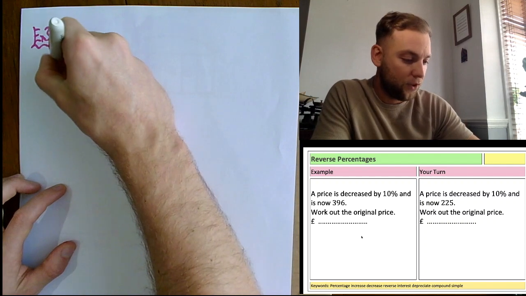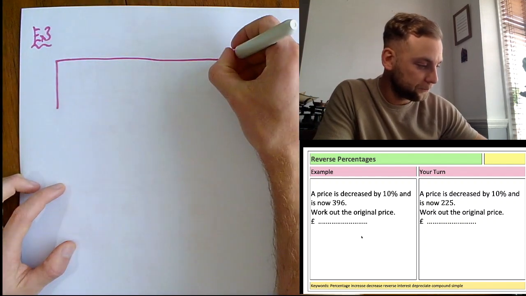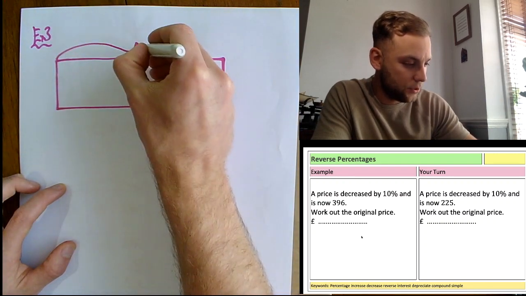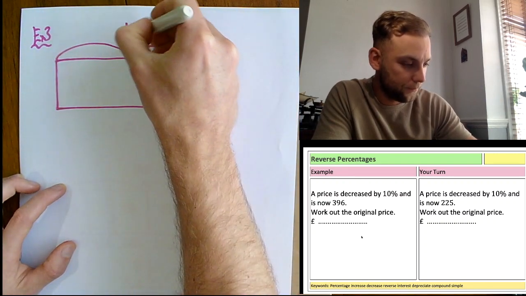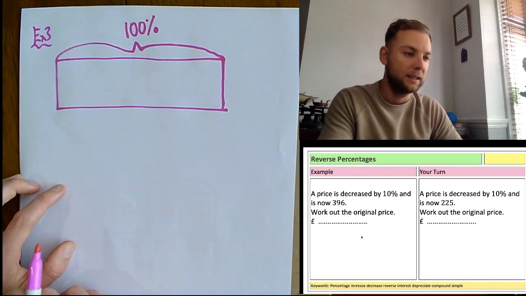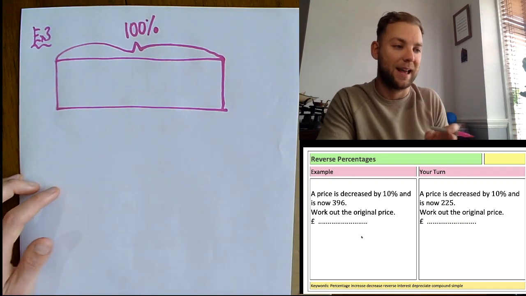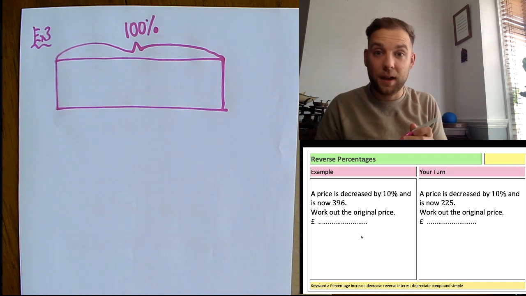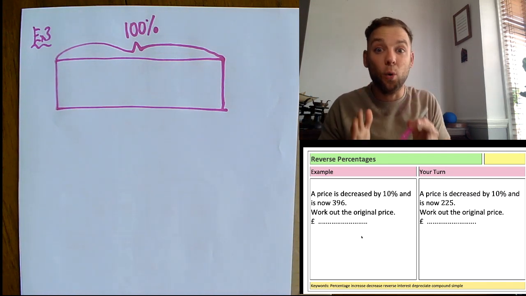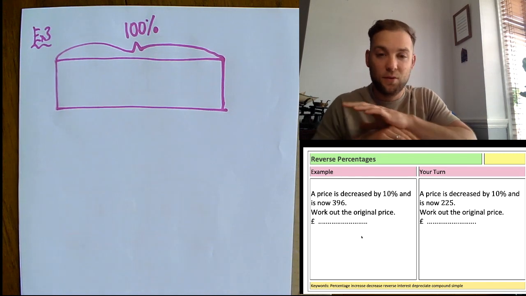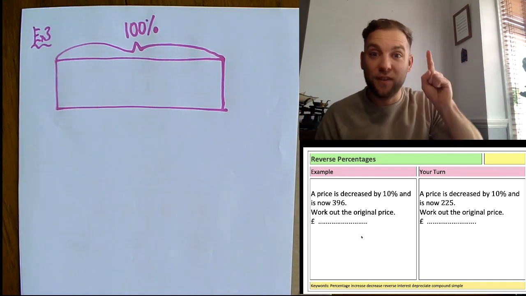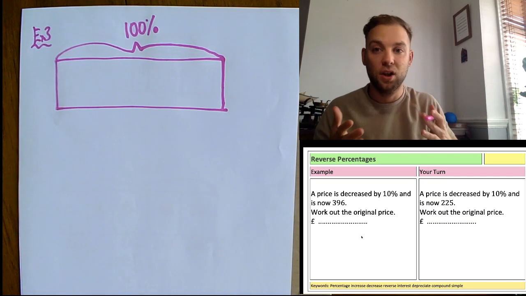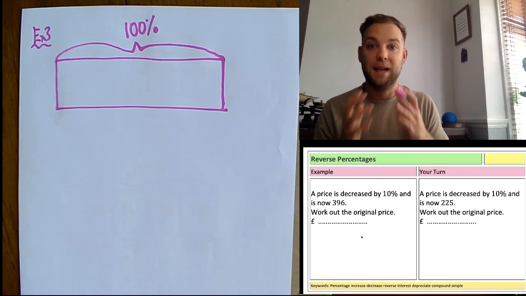So, first of all, let's draw my bar. And I know that this bar is worth how much? 100%. Brilliant. Okay. So the price is decreased by 10%. Work out this now. Now, I'll tell you the mistake that people always make with this. When everybody's first doing this, they find 10% of 396 and then add it back on. But you can't do that, and let me show you why.